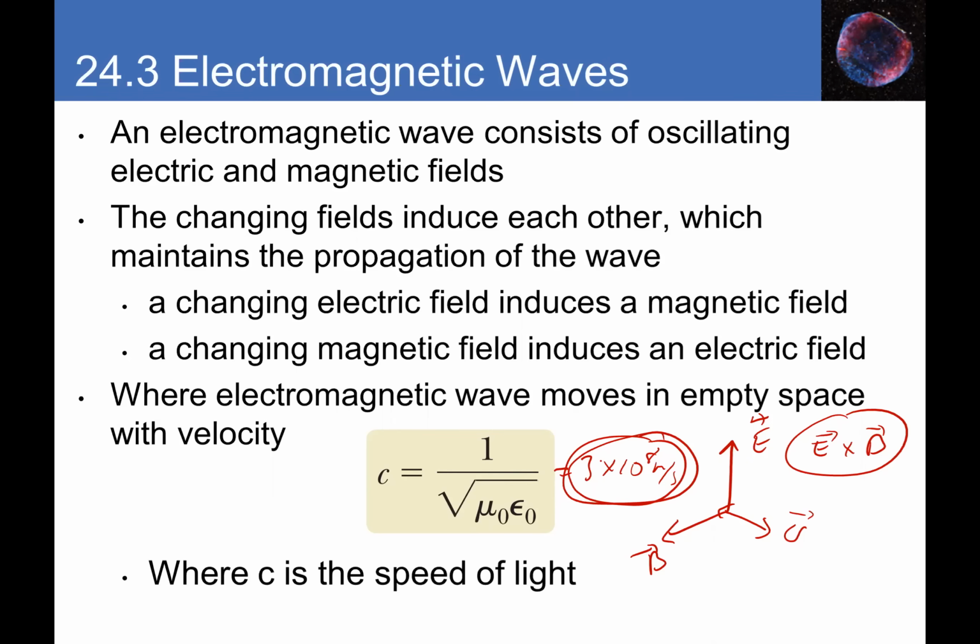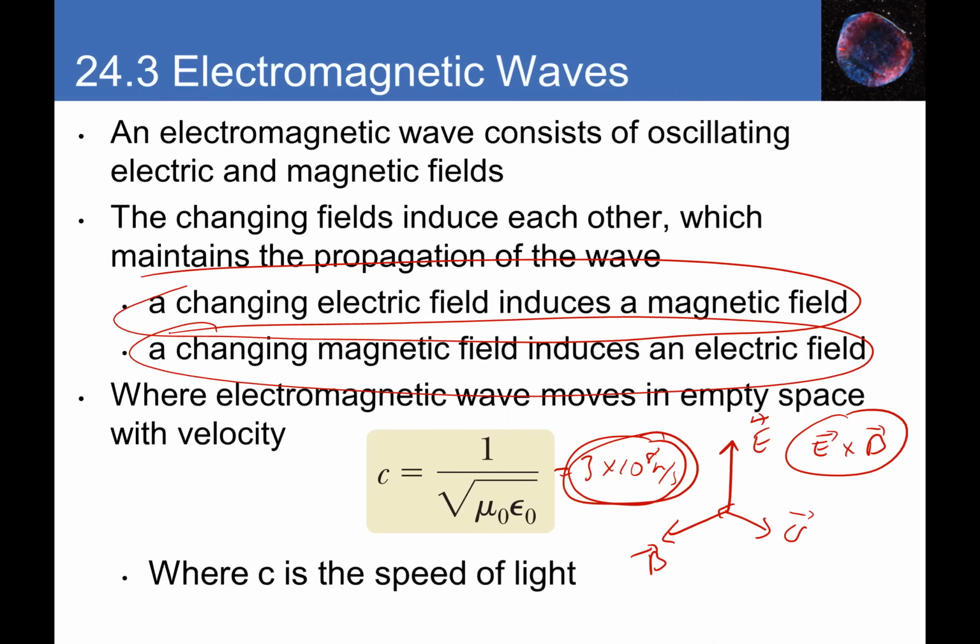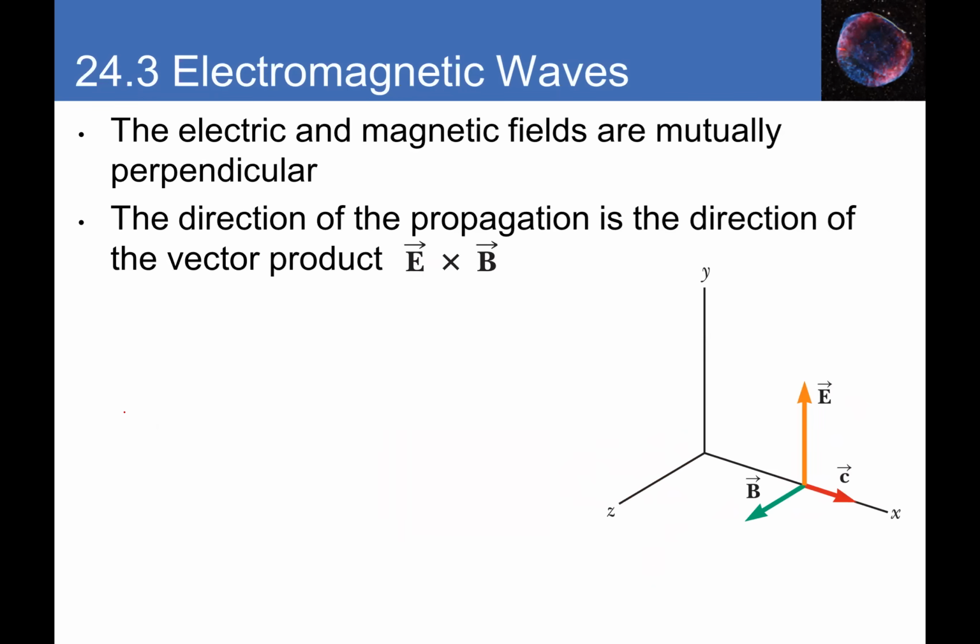And it is produced by a changing electric field, which induces a magnetic field, and a changing magnetic field, which then induces an electric field. That's why you don't need any medium to propagate. All you need is electric and magnetic fields that are varying with time. Okay, so this is, again, the complete picture of that.